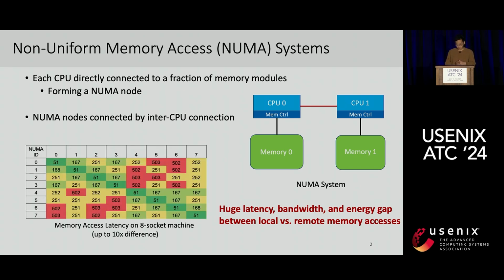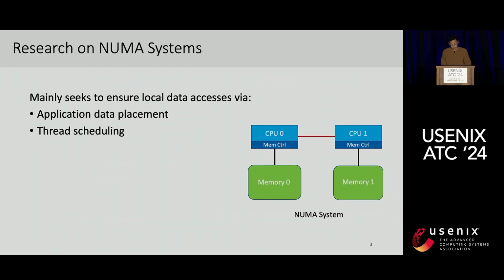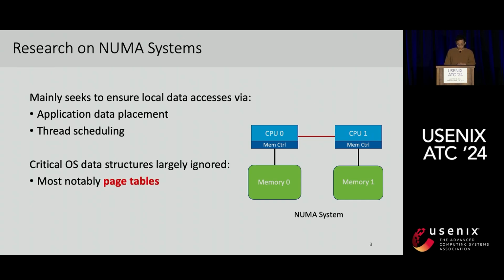Here is a measurement of the memory access latency on an 8-socket machine. It shows that there is 10 times the memory access latency in the 8-socket machine. Nowadays, research on NUMA systems focuses on ensuring local data access by either placing the data near the thread or scheduling the thread near the data. However, the critical operating system data structures are largely ignored, most notably the page tables. So our work is focused on placing the page tables on NUMA systems.